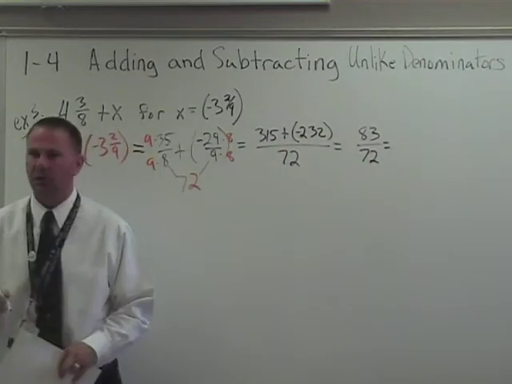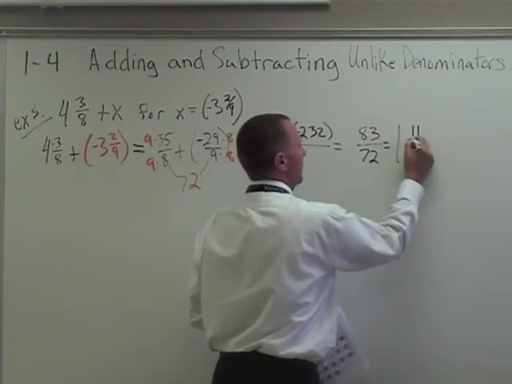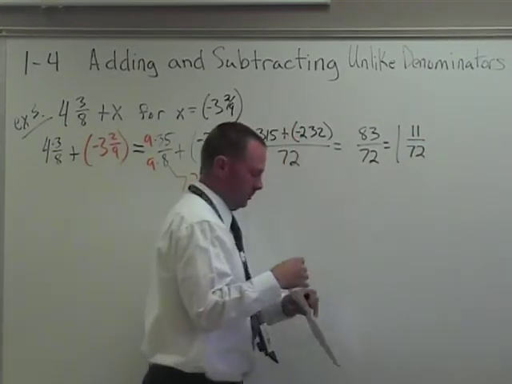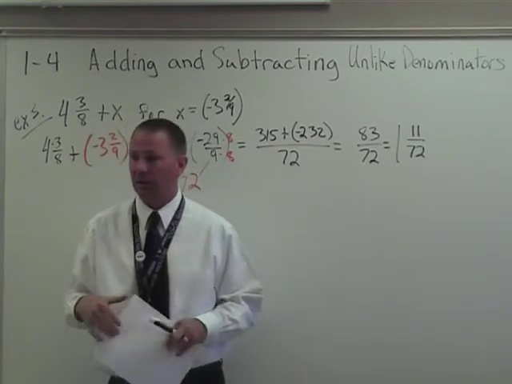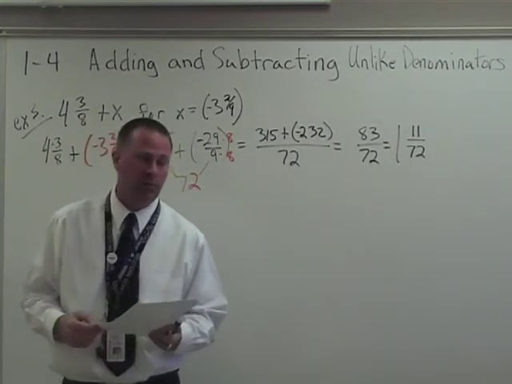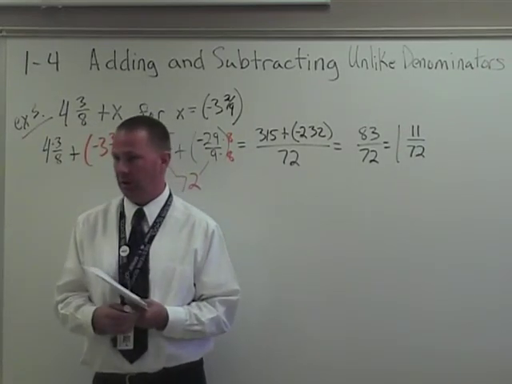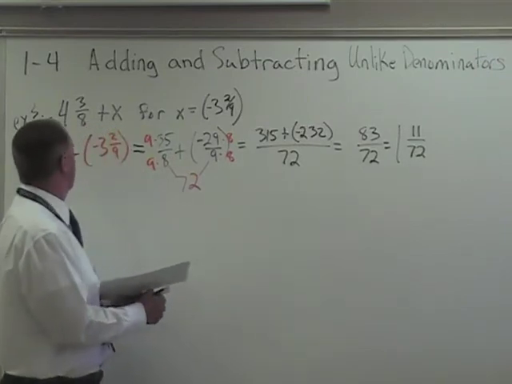How many times does 72 go into 83, Nephi? 1, with a remainder of 11, so 1 11/72. Believe it or not, there's a lot of people that struggle doing that, so it's okay if you struggle making an improper fraction into a mixed number and vice versa. I'm more than happy to help teach that to you again, okay? All right, that was example 3.